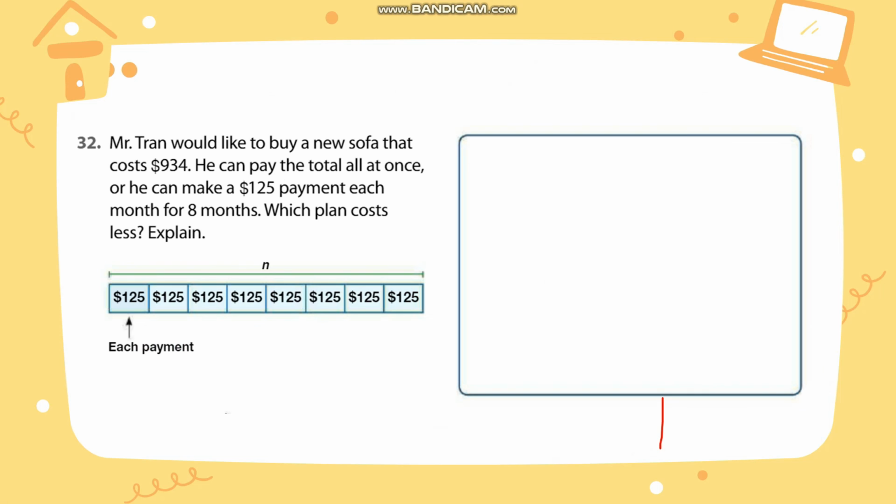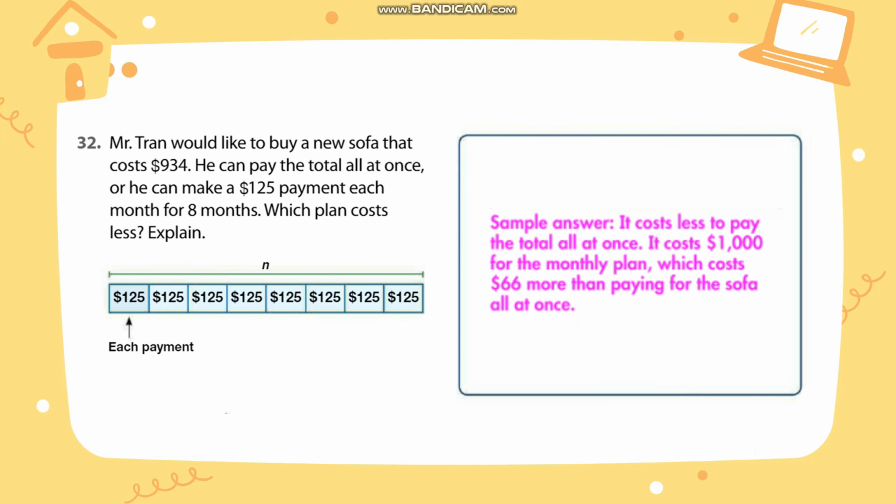So 125 multiplied by 8: 8 times 5 is 40, regroup 4. 8 times 2 is 16 plus 4 is 20, regroup 2. So 8 times 1 is 8 plus 2 is 10, so 1,000. So, which plan costs less? Less to pay is the total all at once because it is only $934. Okay, so it costs 1,000 for the monthly plan, which costs $66 more than paying for the sofa all at once. Okay. So that's the answer.